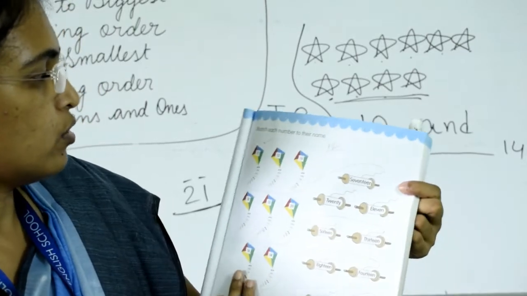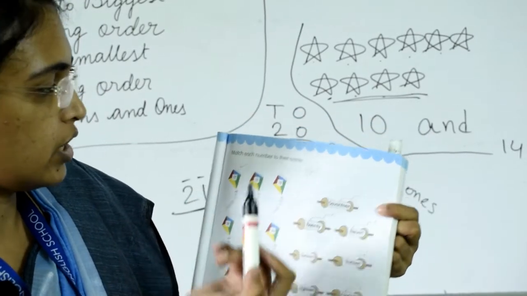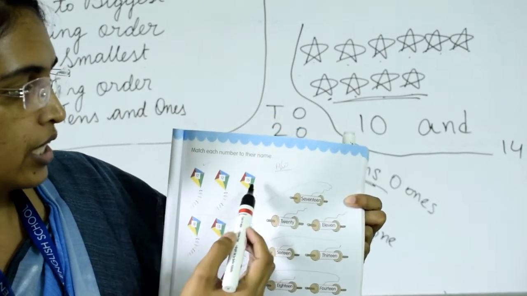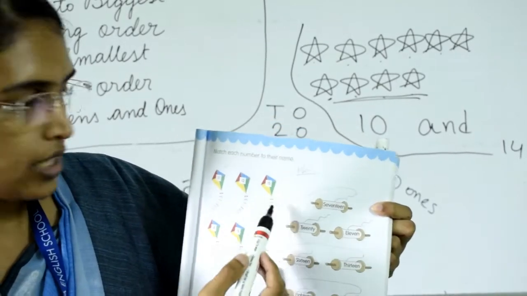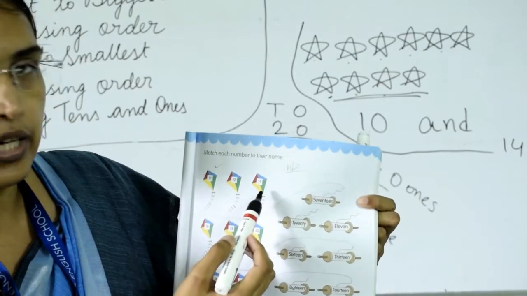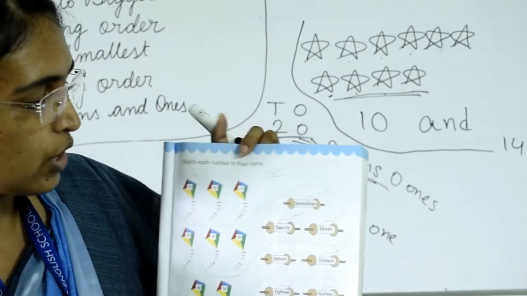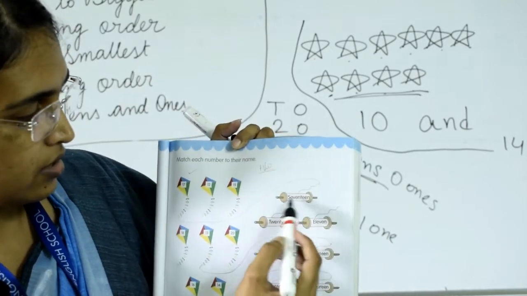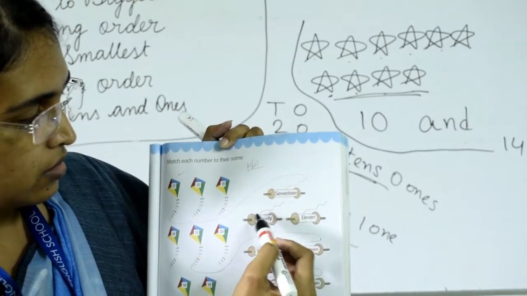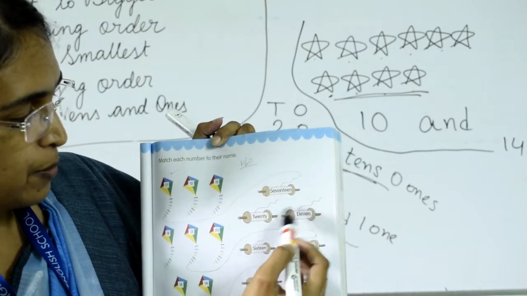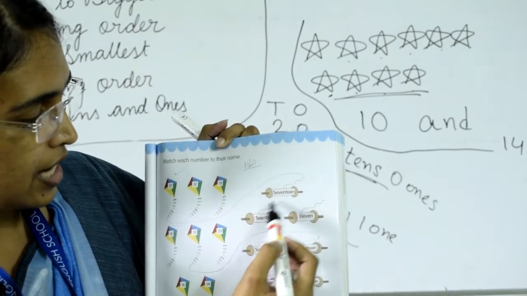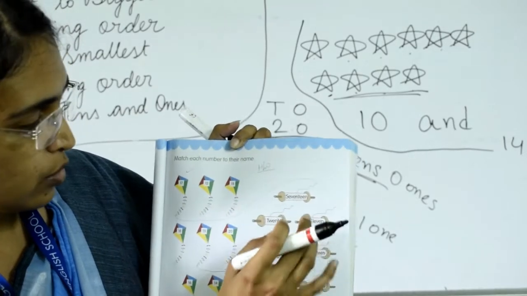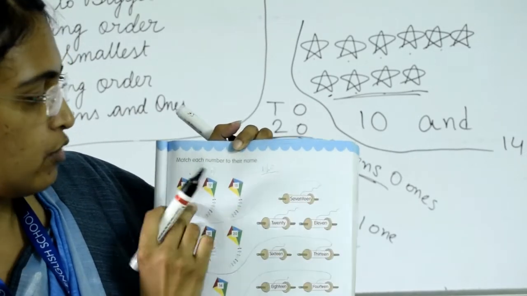Here what you have to do, you have to match each number to its name. Can you see these kites? How many kites? 1 2 3. There are 3 kites, and each kite has a separate number. So what you have to do, you have to match with the spellings. Here all the 3 spellings are written on this side: 17, 20 and 11. So you have to match this spelling with this number.